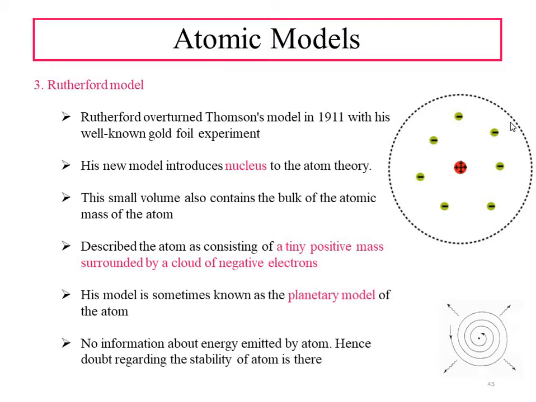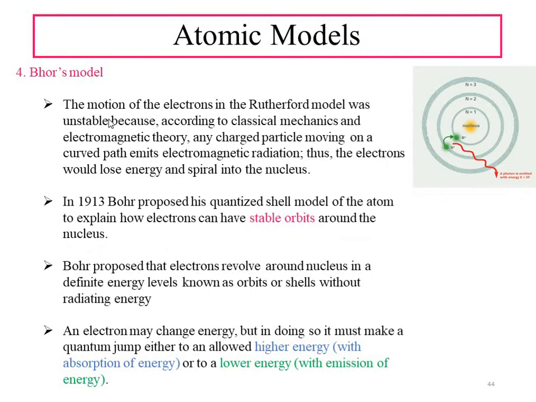Now after this model, Bohr came up with a new model. Before going to that, let's read this. The motion of the electrons in the Rutherford model was unstable because according to classical mechanics and electromagnetic theory, any charged particle moving on a curved path emits electromagnetic radiation. Thus, the electrons would lose energy and spiral into the nucleus, which we described earlier.